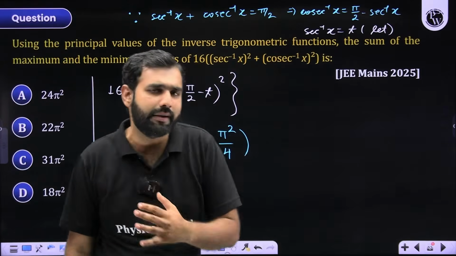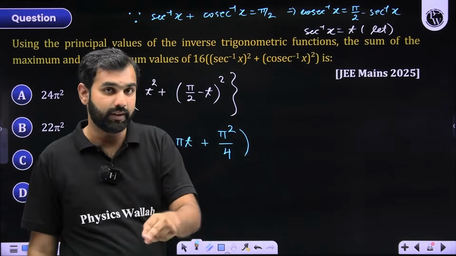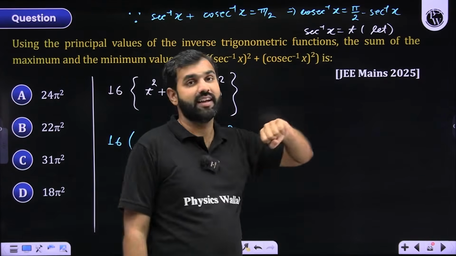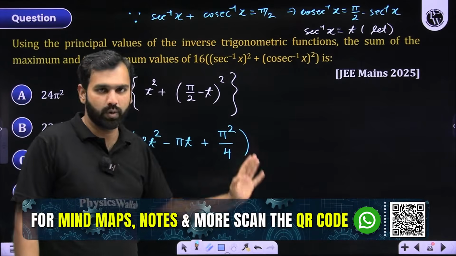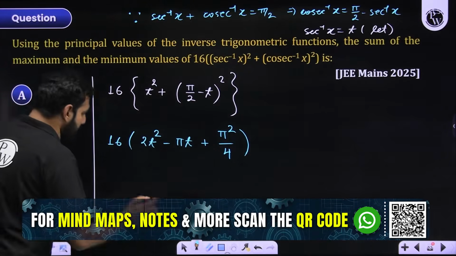So I cannot randomly take any value of t. I should take t which allows me to have the sec inverse x range. I'll talk about that later. But let me first of all convert it into a perfect square. So when I do that, what do I have?